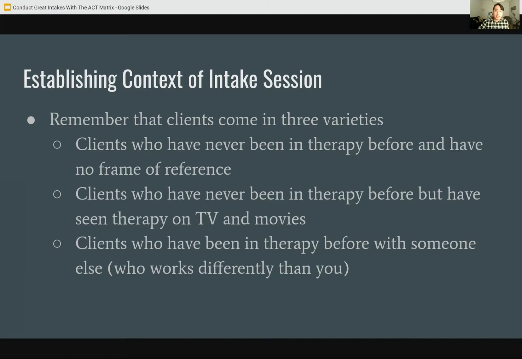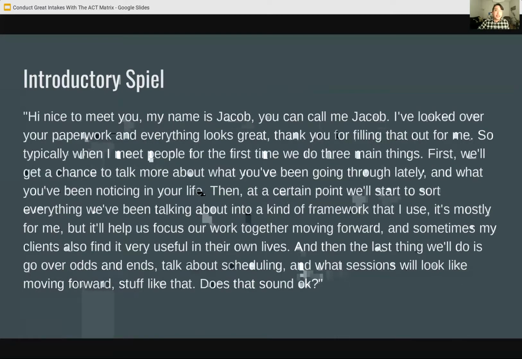So here's my introductory spiel. Actually, if you receive the slides at home, I made some last minute adjustments. I think I just switched around a couple of slides and I maybe added one. I'll get the final version out to y'all. The intake spiel looks like this.